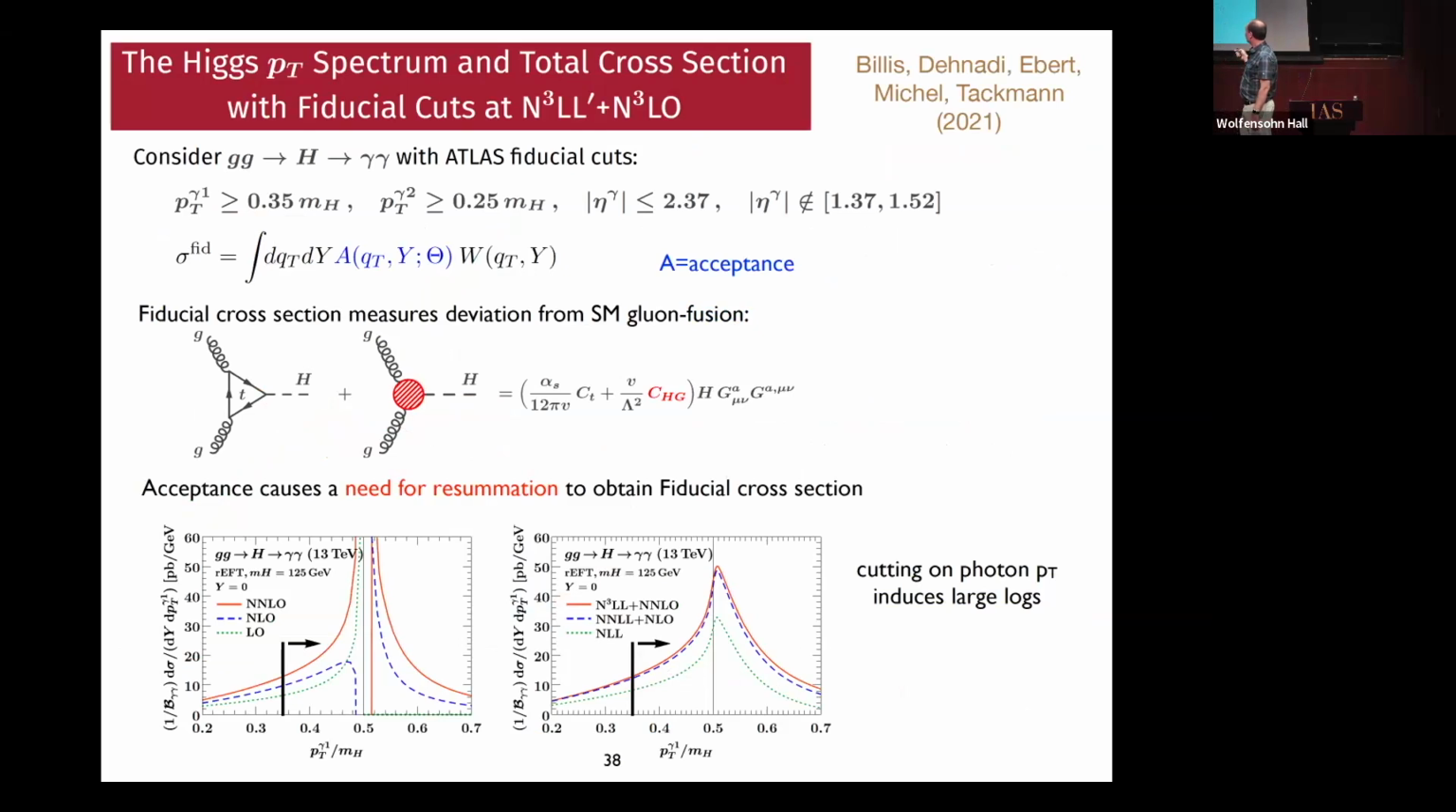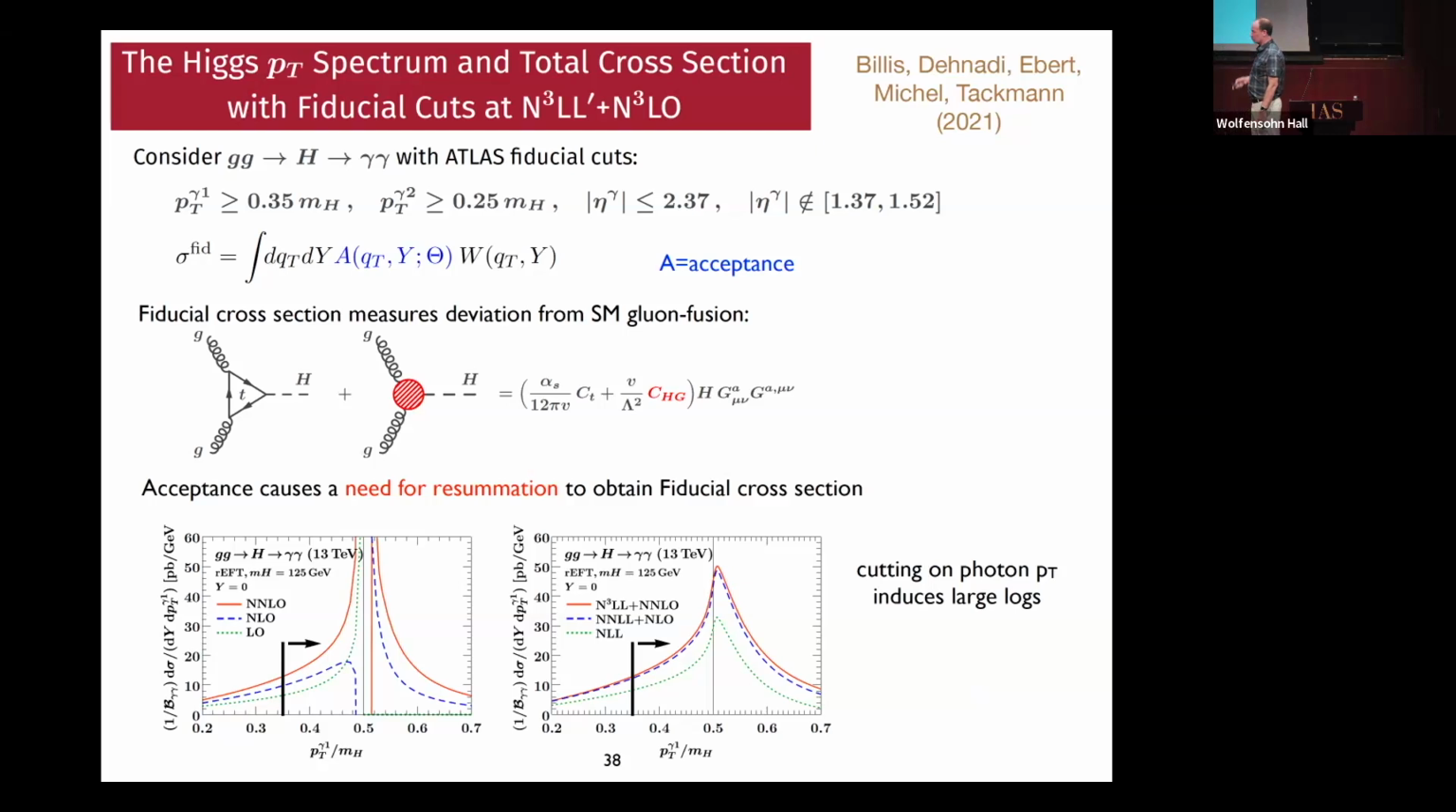some real experimental cuts. So ATLAS has what's called their fiducial cuts, where, if you're doing Higgs to gamma gamma, you have a limit on the transverse momentum of your photon, and the second transverse momentum, the other photon, which are 1/4 of the mass of the Higgs or 0.35 the mass of the Higgs. Some limits on rapidities, some rapidity gap in the detector. These are real experimental limits.